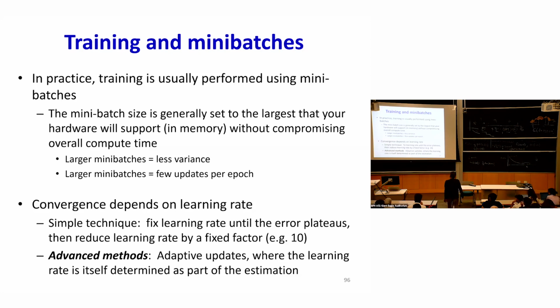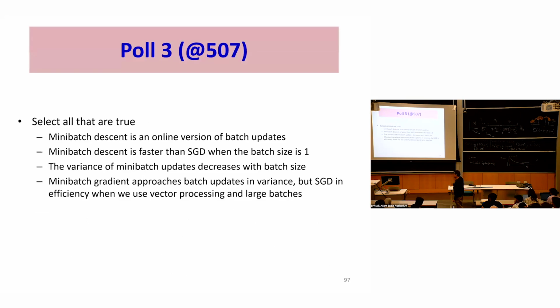Convergence depends on learning rate. Again, even if you're working with mini batches, the learning rate has to shrink with iterations. This is a requirement. And so we have various techniques like fix a learning rate till the epoch error plateaus, then reduce it, and so on. We have adaptive updates, where the learning rate itself is determined as part of the estimation. But anyway, here's a poll.